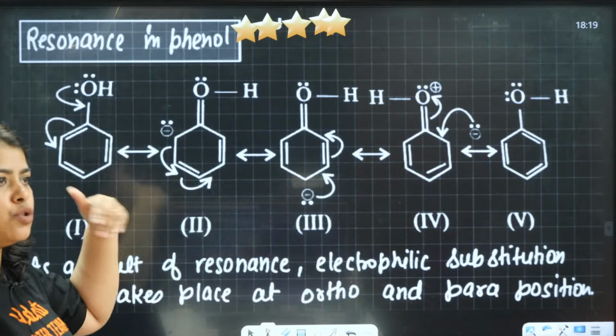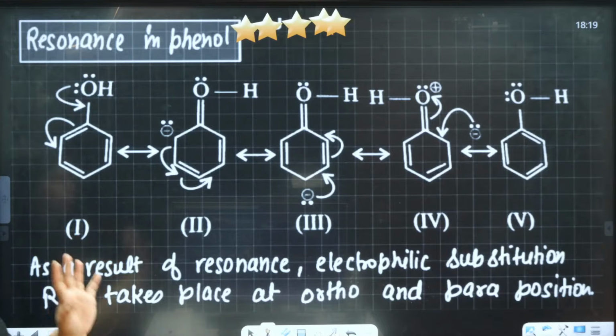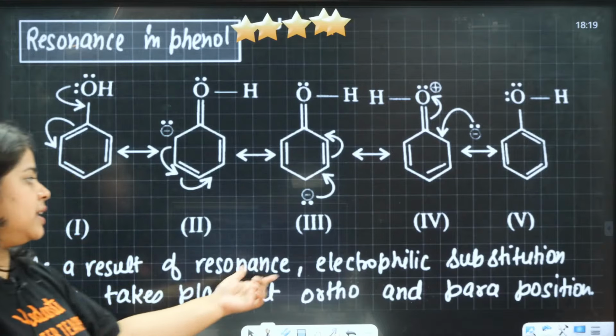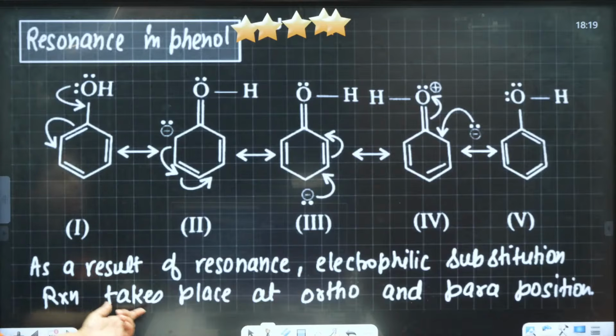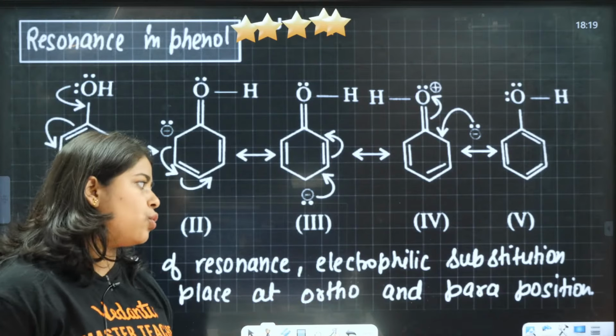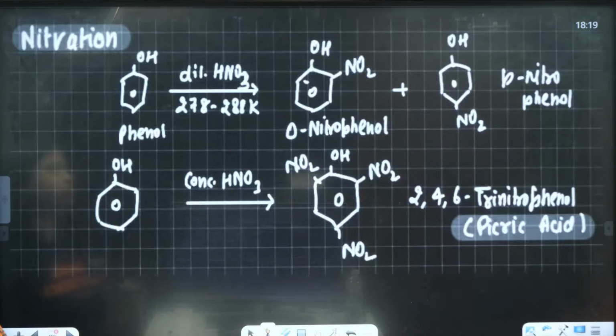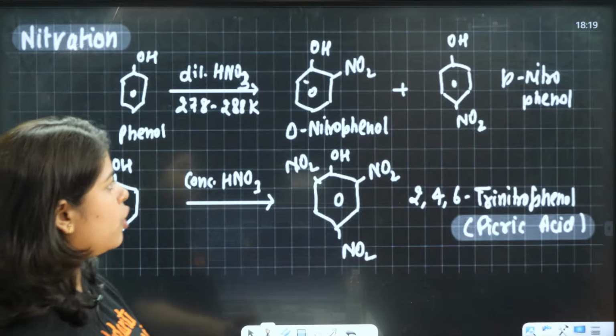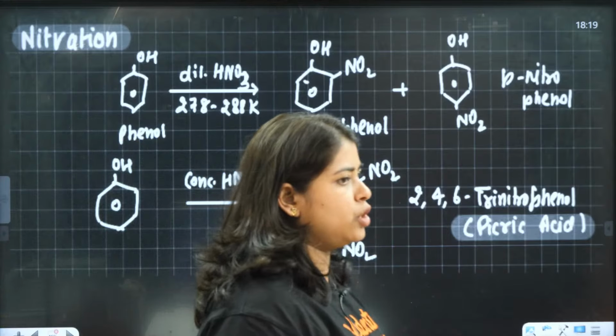ಎಲ್ಲಿ ಸ್ಟಾಪ್ ಆಗಲ್ಲ, resonance will be going on, ಸೈಕ್ಲಿಕ್ ಪ್ರೊಸೆಸ್ ನಲ್ಲಿ ಹೋಗ್ತಿರುತ್ತೆ. So as a result of resonance, electrophilic substitution reaction will take place at ortho and para position, clear. Next comes the nitration, that is phenol with dilute HNO3 at 278 and 288 Kelvin. Ortho-nitrophenol and para-nitrophenol have been formed.